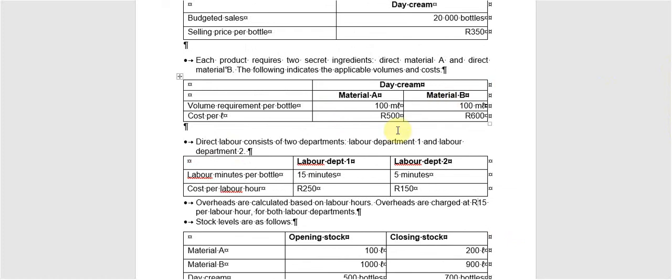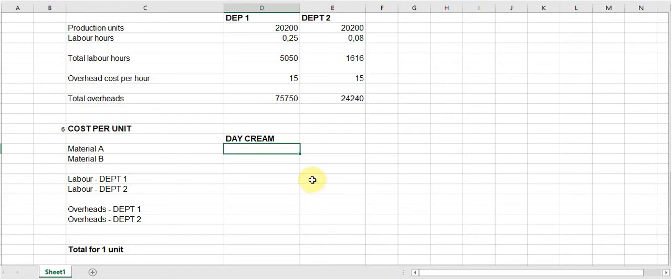So let's look at material A. For material A, we need 100 milliliters at a rate of 500 Rand per liter. We encounter a problem here. It is that it is in milliliters, yet the rate is in liters. So we will have to rewrite it as liters. To do that, we're going to say it is 100 milliliters divided by 1,000 times the rate. And I believe the rate was 500 Rand. So I'm going to do that calculation, 100 divided by 1,000 times 500.